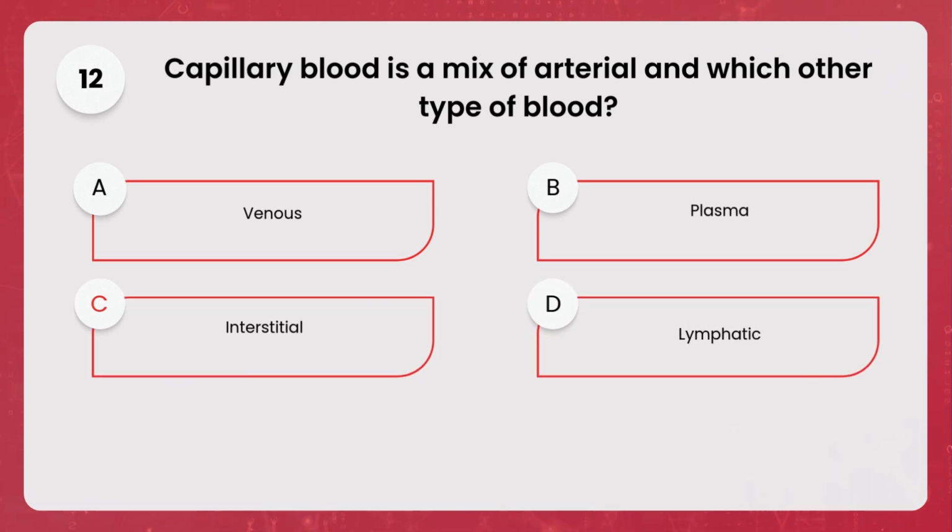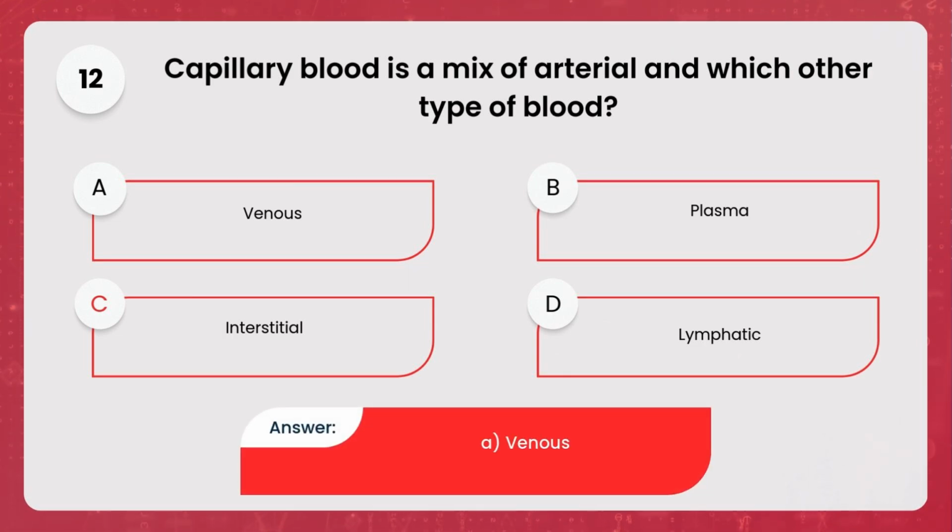Number 12. Capillary blood is a mixture of arterial and which other type of blood? A. Venous, B. Plasma, C. Interstitial, or D. Lymphatic? The answer is A, venous.